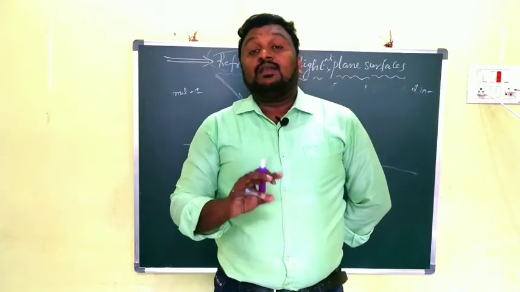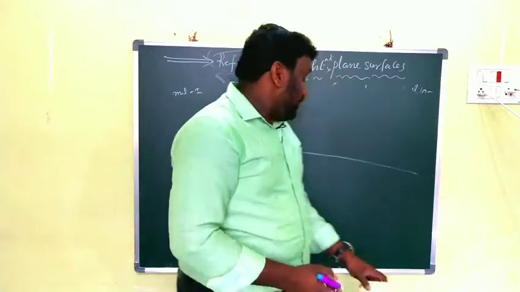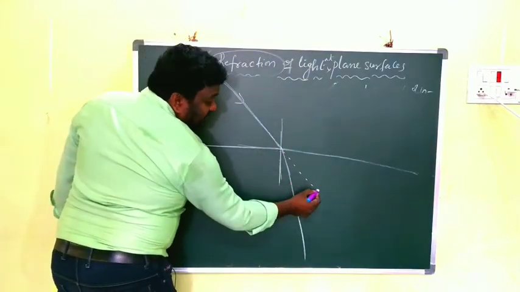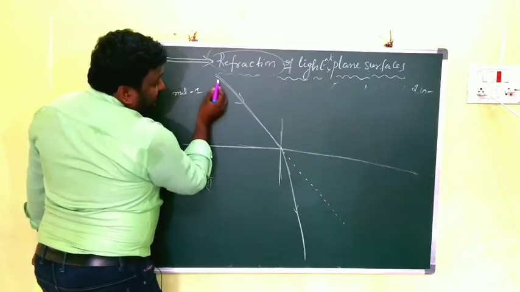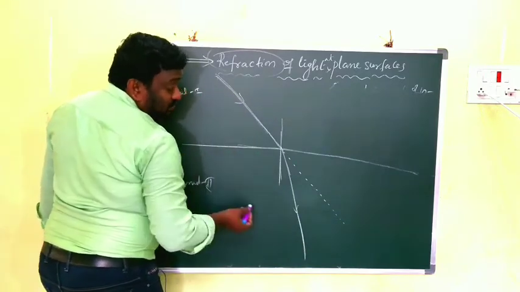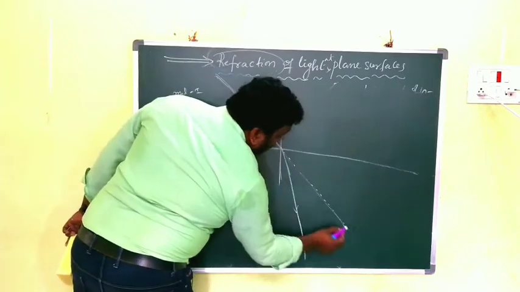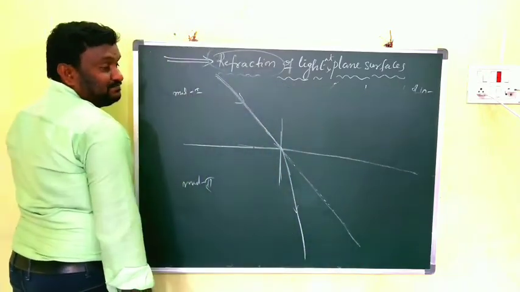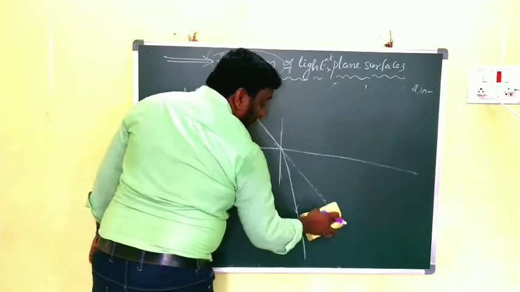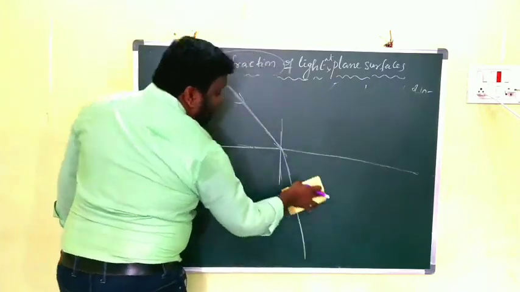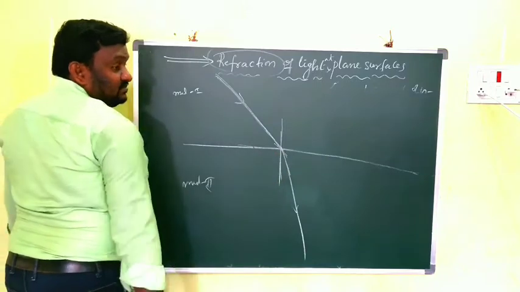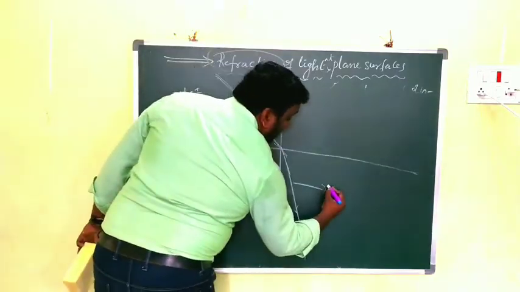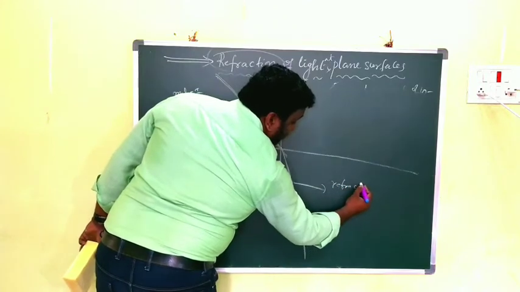That should be what we call refraction of light. Generally, if there is no bending, this is the actual path of the incident ray. If there is no bending of light, it simply goes like this. If there is no deviation, it goes like that. But during refraction, the refracted ray bends. So now this is what we call a refracted ray.